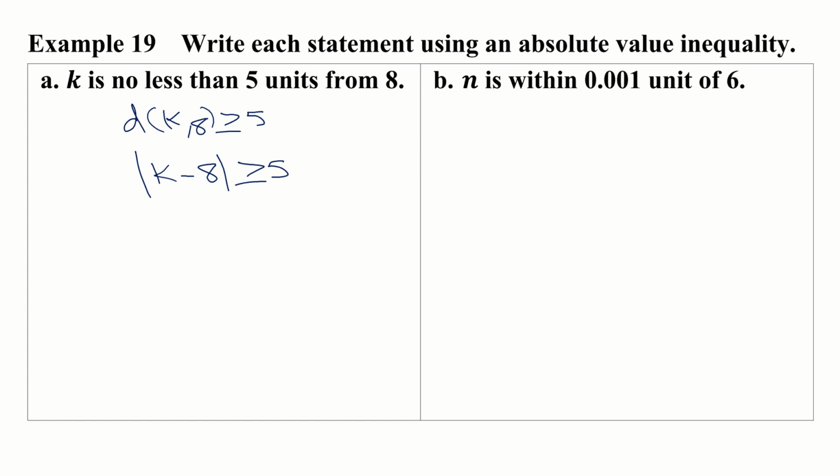All right, how about this next one? N is within 0.001 unit of 6. So that means the distance between N and 6 is less than 0.001. So we get absolute value of n minus 6, because that's the distance between n and 6, is going to be less than 0.001. And that's how you would translate those as inequalities.